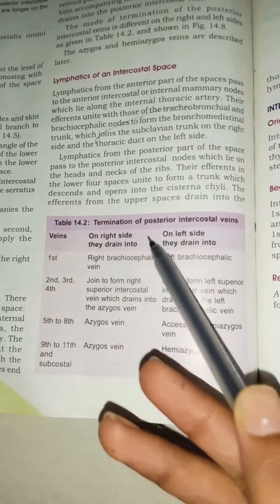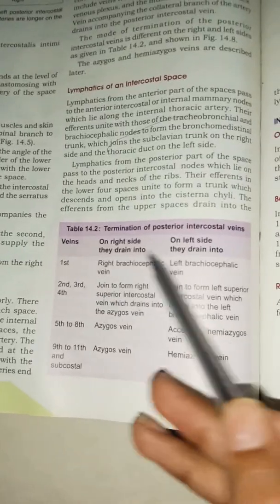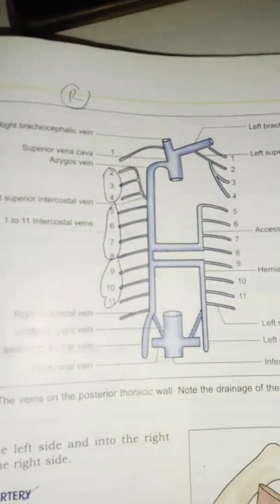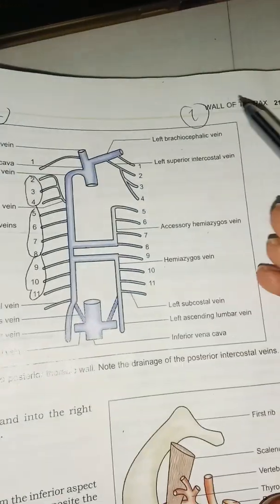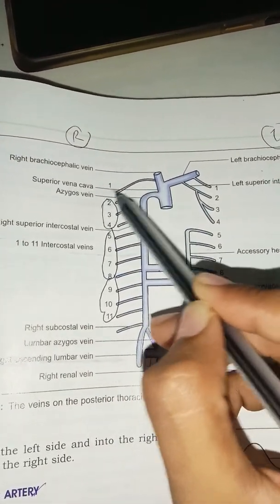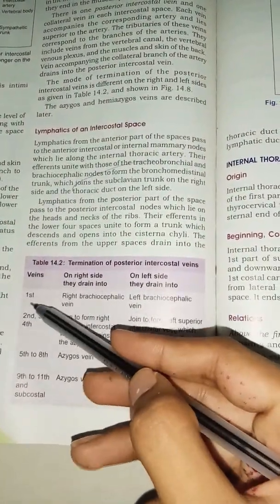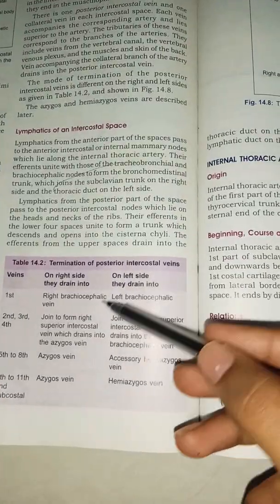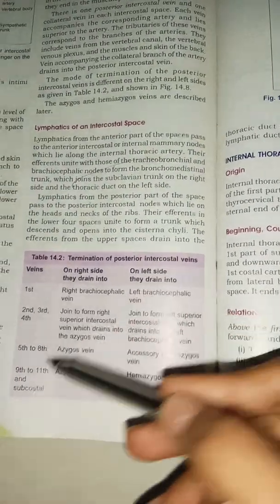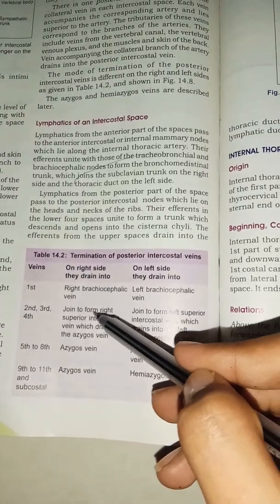On the right side, the first posterior intercostal vein drains into the right brachiocephalic vein. So you can see here, this is the right brachiocephalic vein, as I have written on the right side, and this is the left side. So the right brachiocephalic vein is drained by the first posterior intercostal vein, and on the left side, the first posterior intercostal vein drains, again of course, into the left brachiocephalic vein.